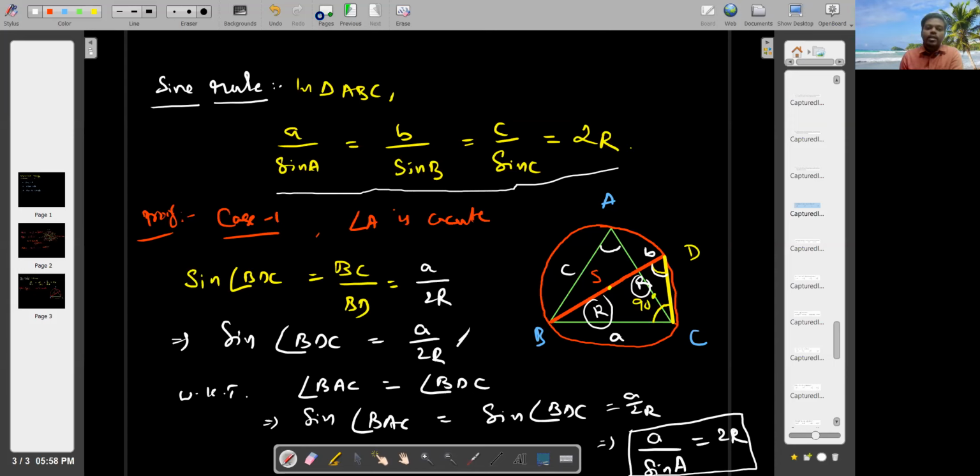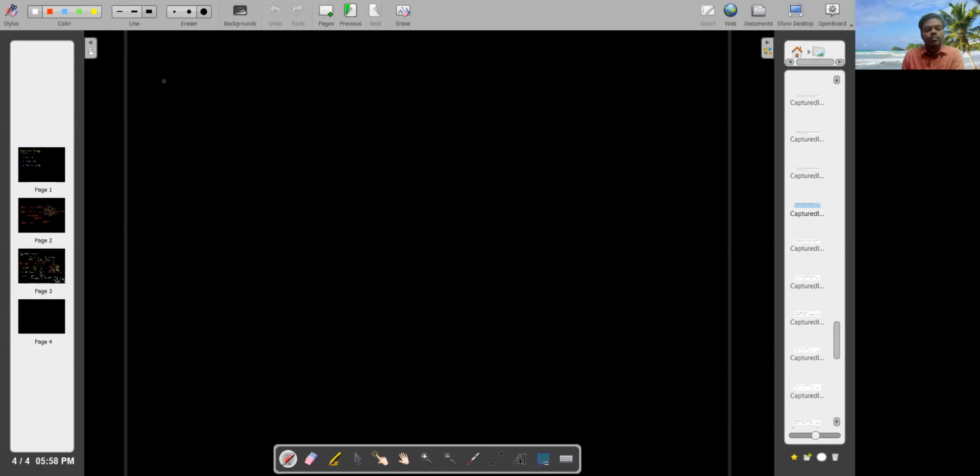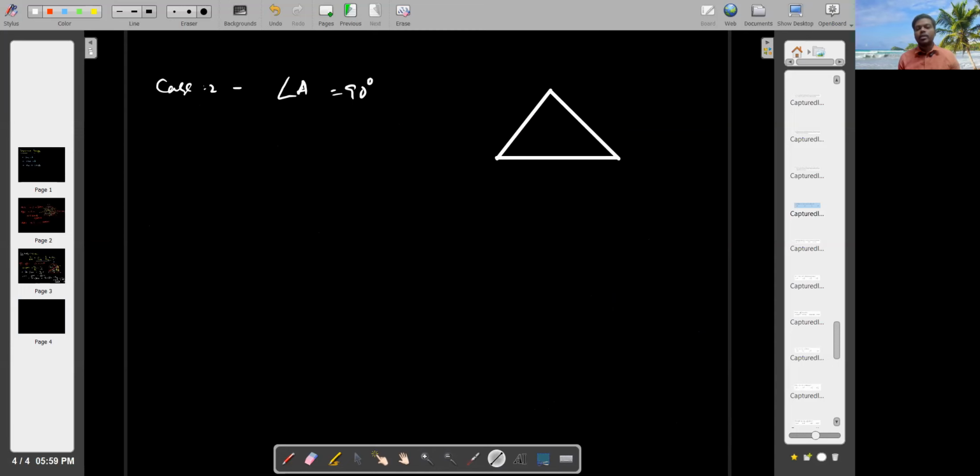Let us go to the second case. Case 2 is angle A is right angle. If angle A is right angle, let us take triangle ABC. And here angle A is 90 degrees.